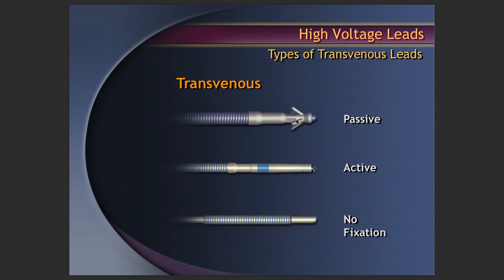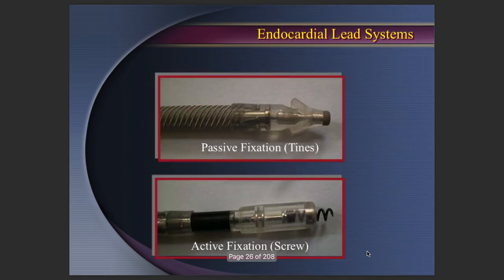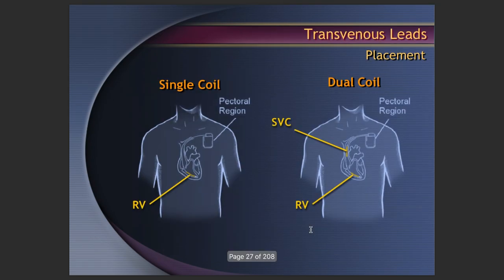So now coming to the transvenous leads, they are of different types. The fixation of those leads can be done passively, or actively with screws. Otherwise, some of these leads don't even need any fixation at all. If you look carefully at these tines, these are the passive tines. You just go inside and do a tug test, and if they seem to be fixated, just leave it. Otherwise, for active fixation, you must screw in these leads, in fact.